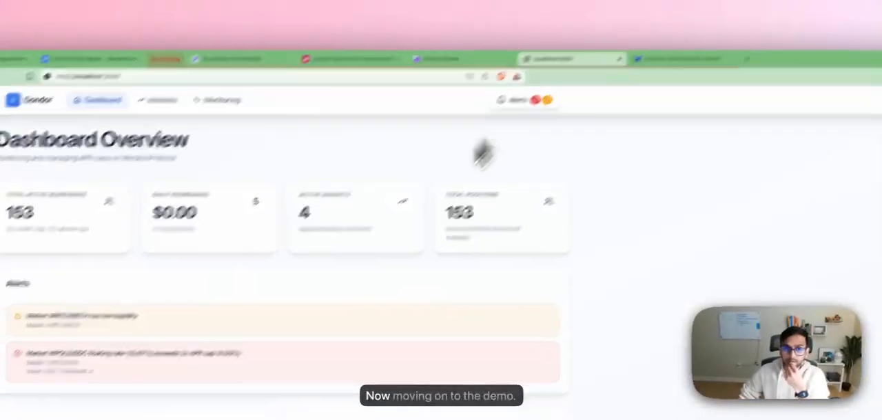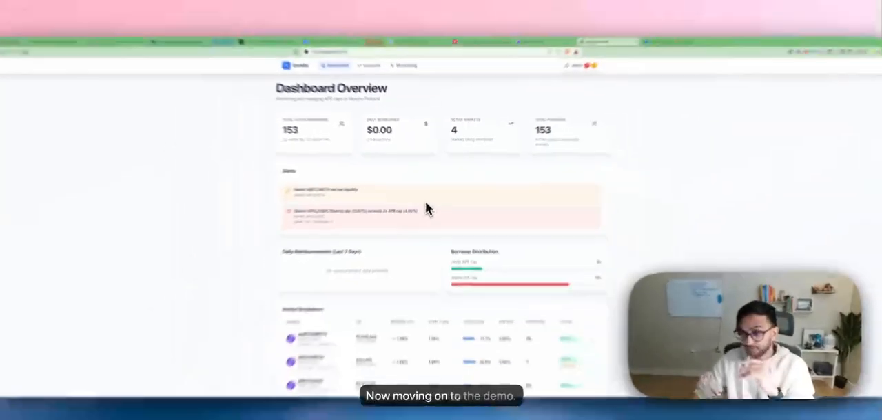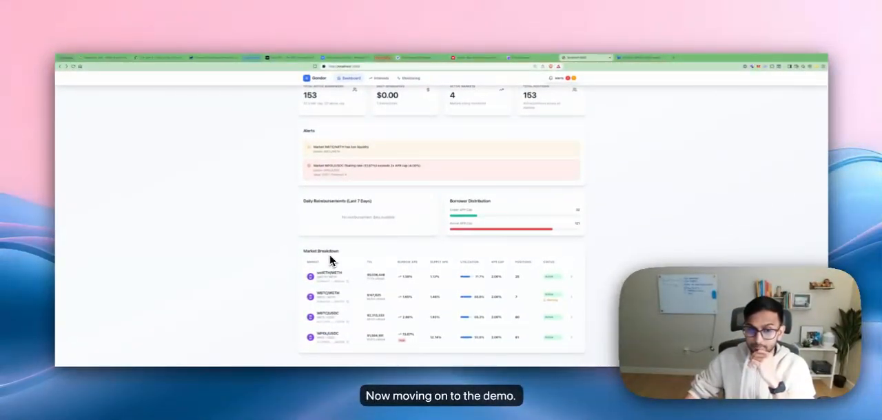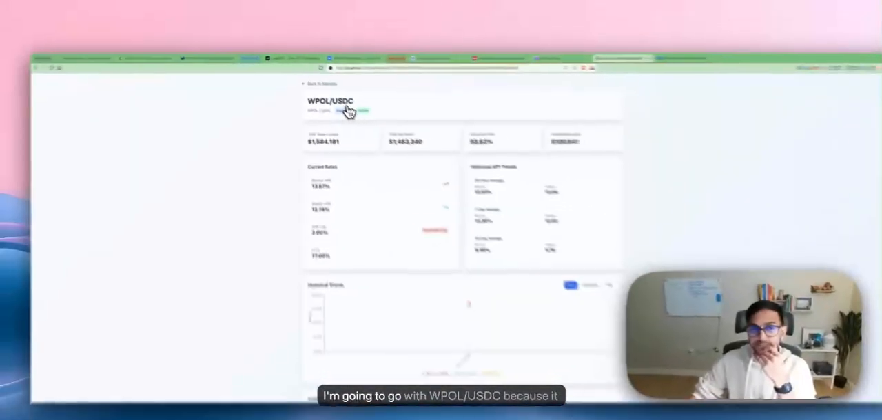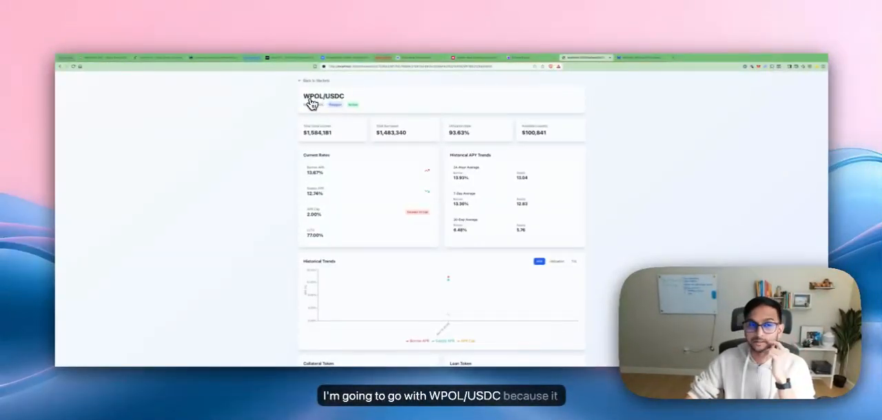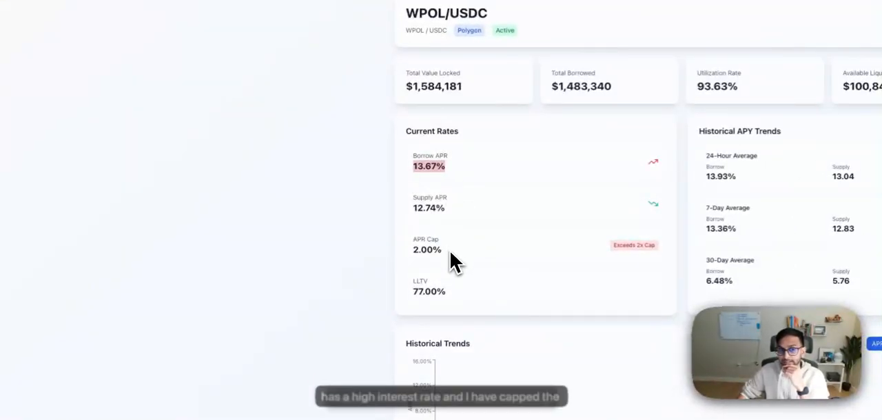So now moving on to the demo, we have a very simple dashboard that has the markets. We are tracking only the Polygon markets here, and I'm going to go with WPOL/USDC, wrapped Polygon/USDC, because it has a high interest rate, and I have capped the interest rate to 2% just for testing purposes.